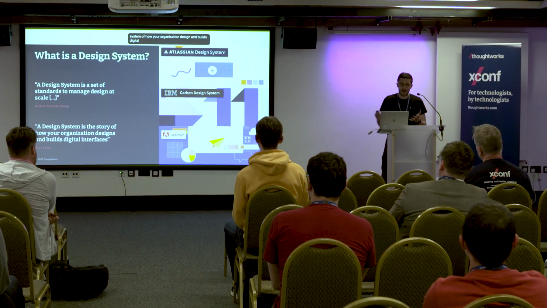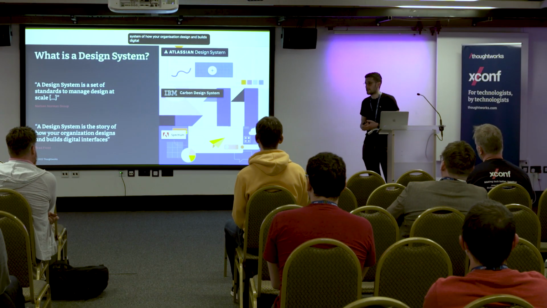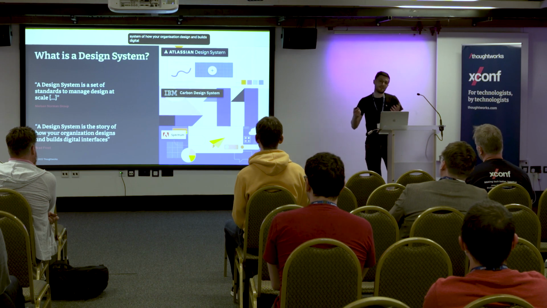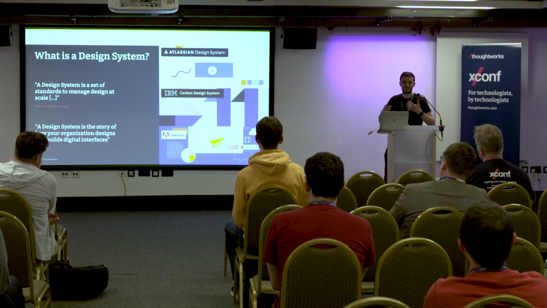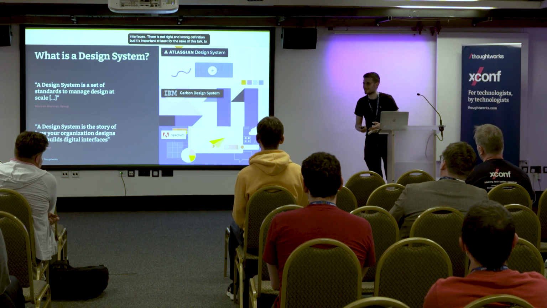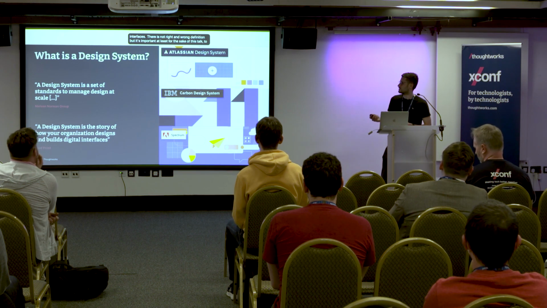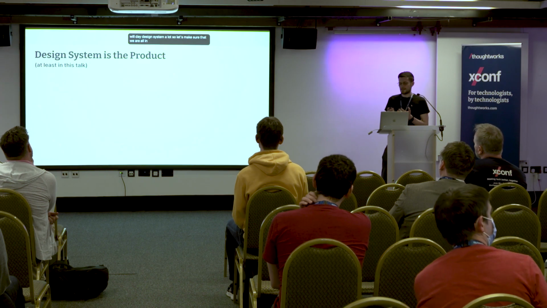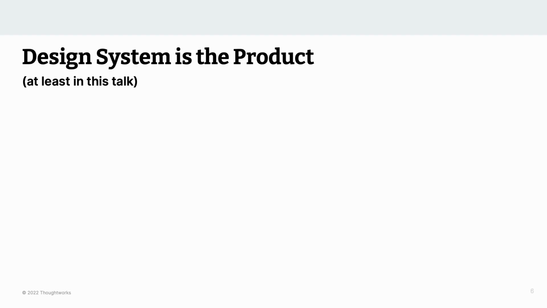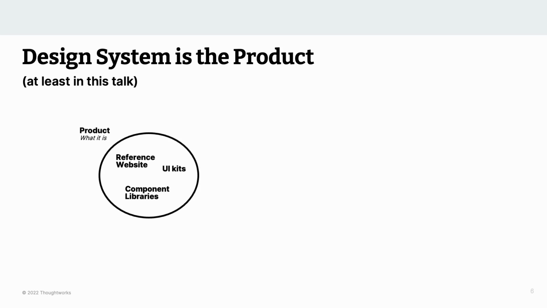There is no right or wrong definition, but it's important, at least for the sake of this talk, to be on the same page when I say design system. I will say design system a lot, so let's make sure that we are all on the same page. So there are essentially two aspects that go into building a design system. There is the product part of the design system, that is essentially reference websites, UI kits, component libraries. Don't worry, we're going to go into detail in a second about those.